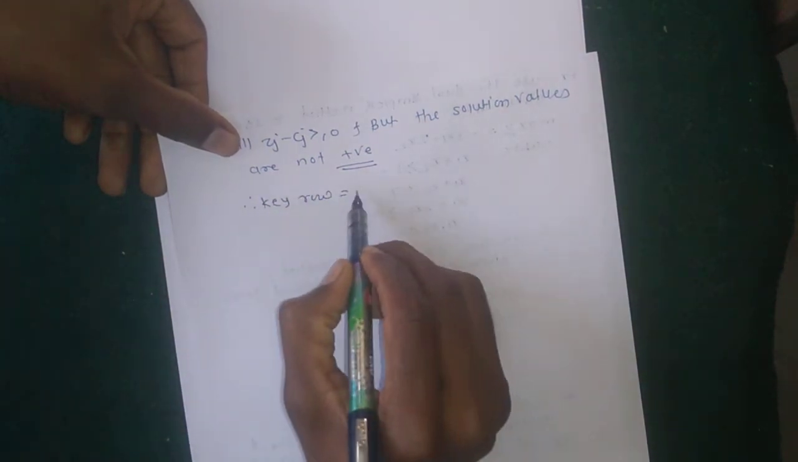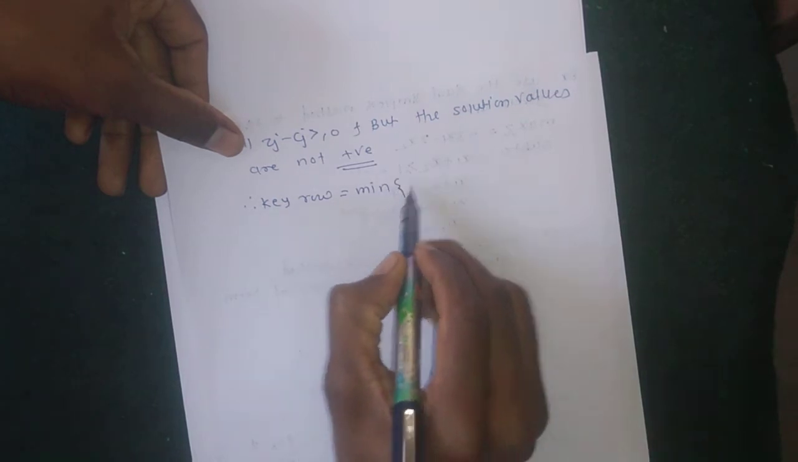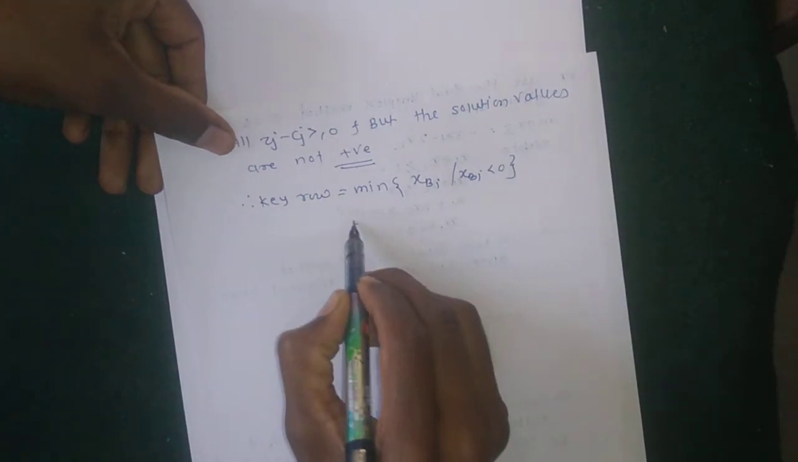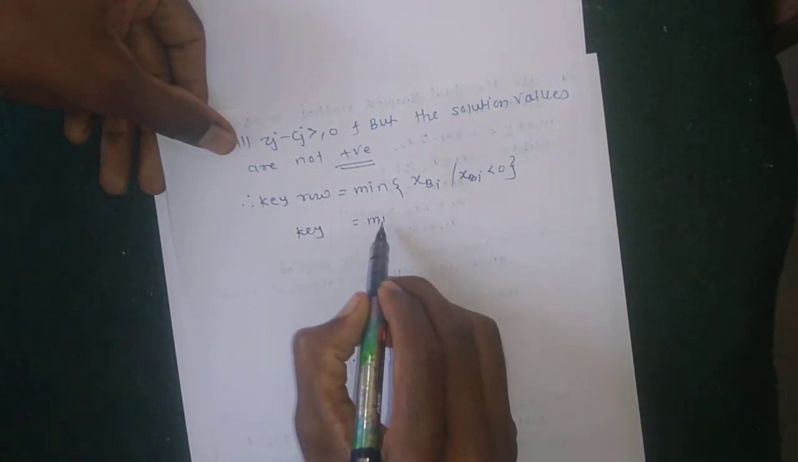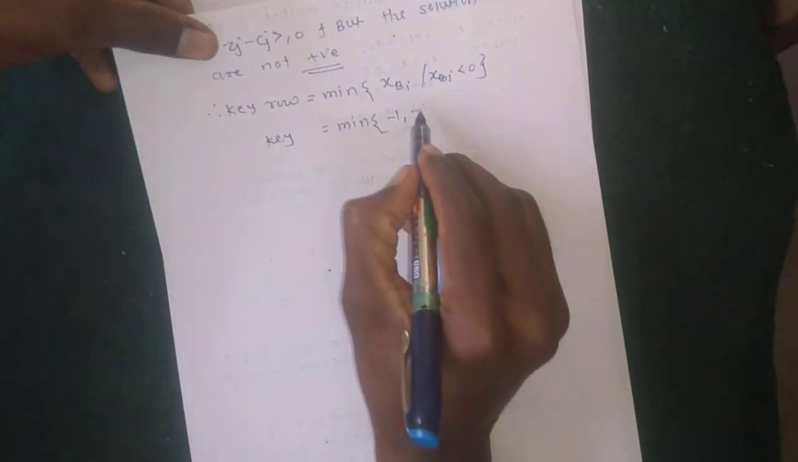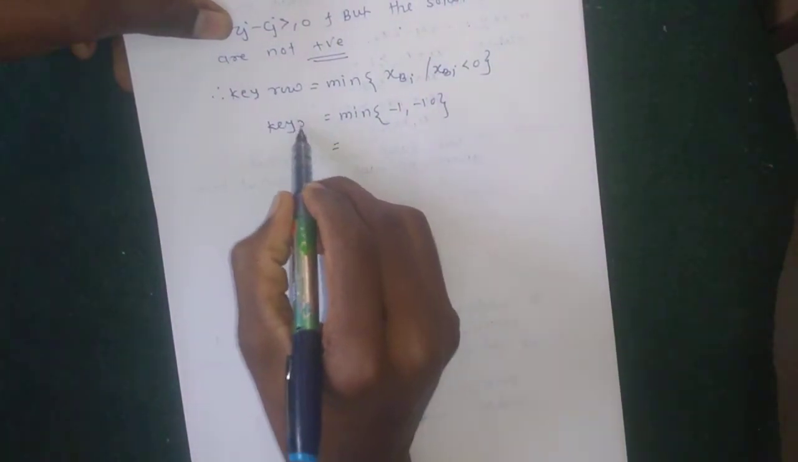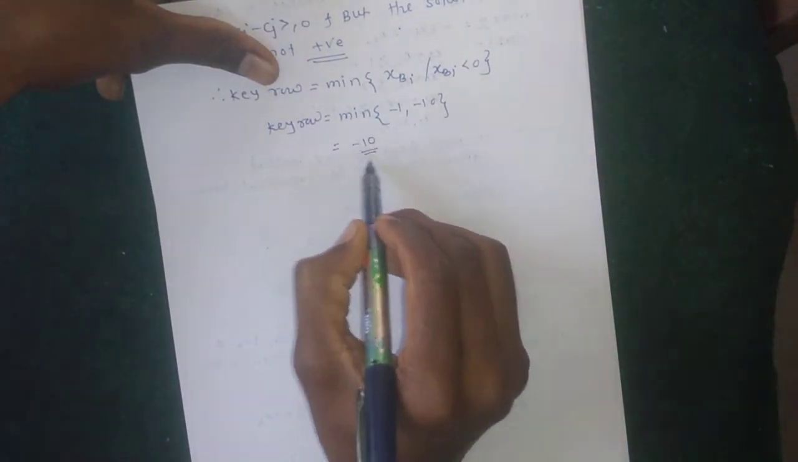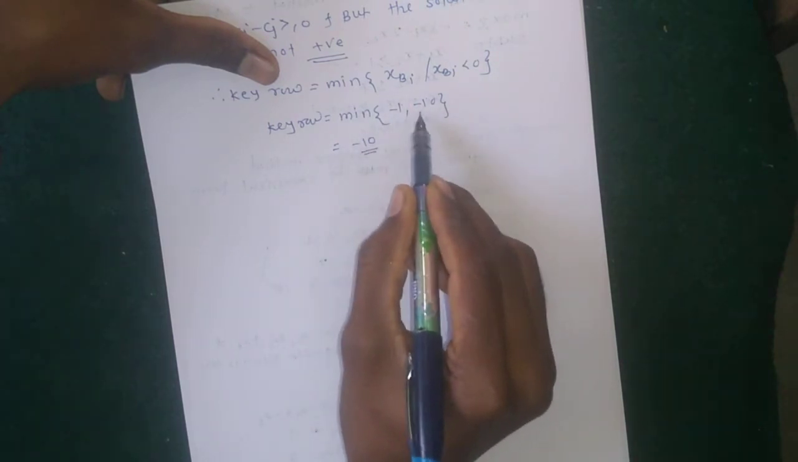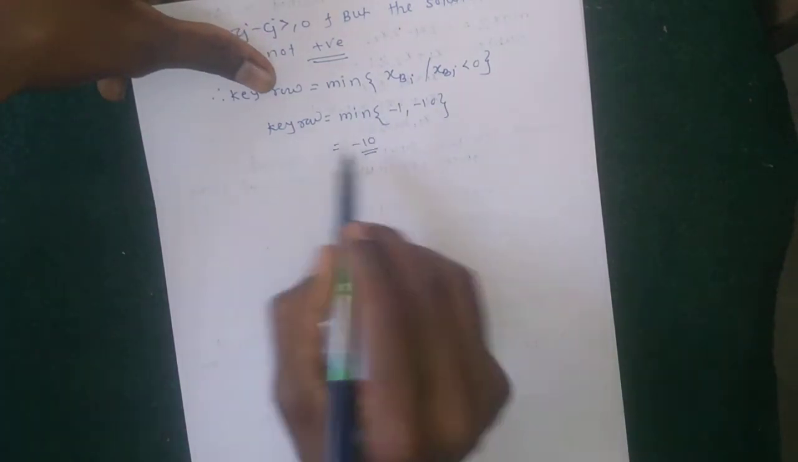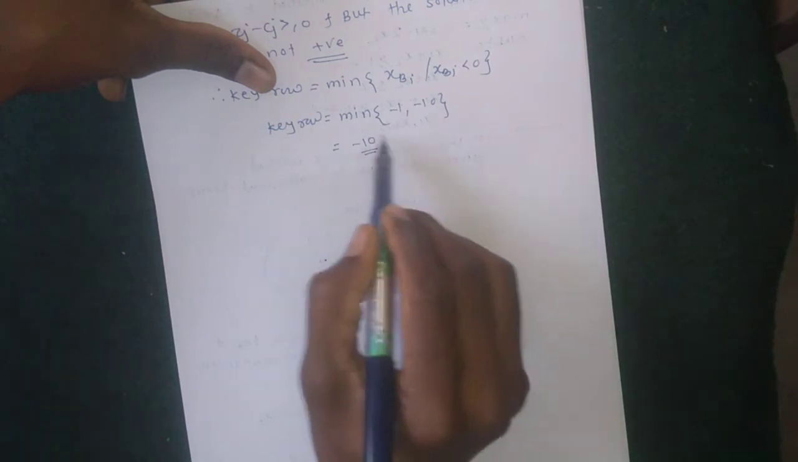How to find the key row? Key row is equal to the minimum of xbi, where xbi are negative. So xbi is -1 and -10. The minimum of -1 and -10 is -10. The value -10 is the smallest of these two values, so the key row is the row of -10.